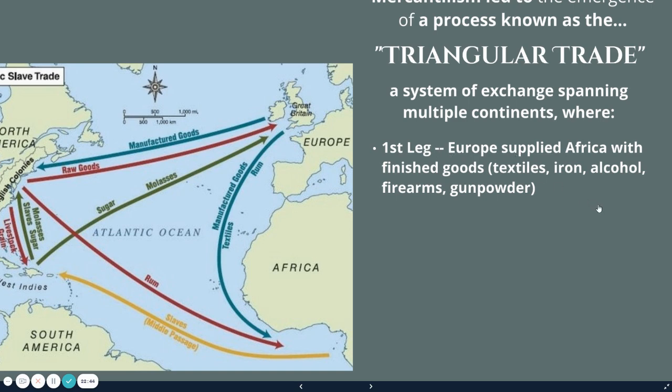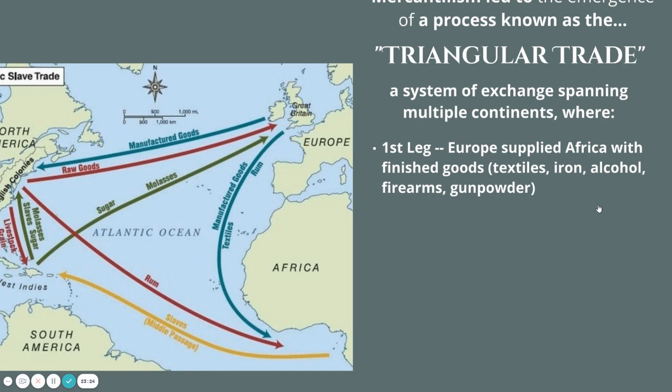So the first leg here, Europe is going to be supplying Africa with finished goods: textiles, iron, alcohol, firearms, and gunpowder. These are going to be supplied to generally different tribal leaders, different African kings and the various African kingdoms, which are going to be used to allow those African kings to gain power within their own kingdoms and to overtake their enemies. Now, in those tribal wars, there are going to be captives that they're going to be taking into possession, their own prisoners of war, different criminals within their societies, which then will begin that second leg of this journey.